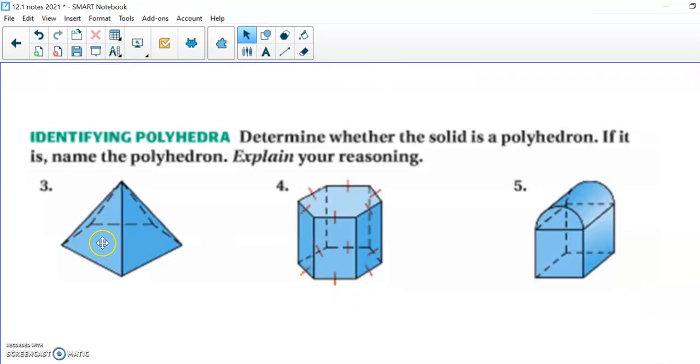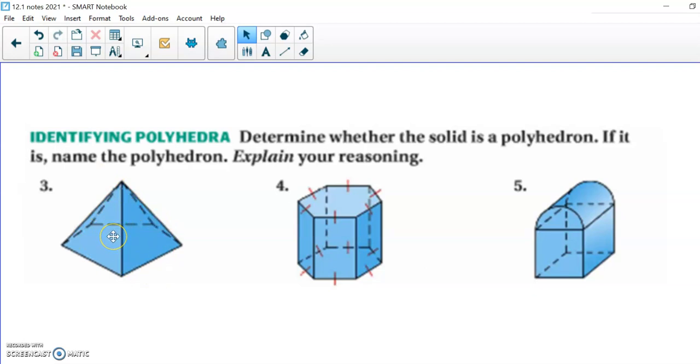Okay, so let's go ahead and practice a couple. Again, we first decide, is it a polyhedron? Is it closed? And does it have any curved surfaces? This one's closed. It has no curved surfaces, so we can consider this a polyhedron.